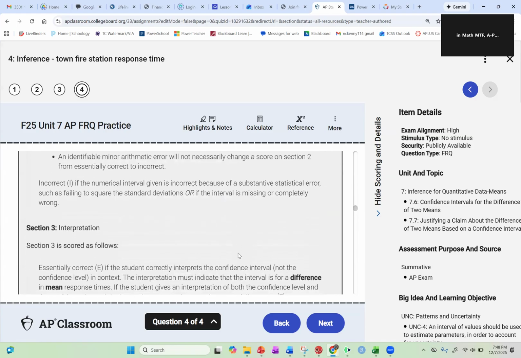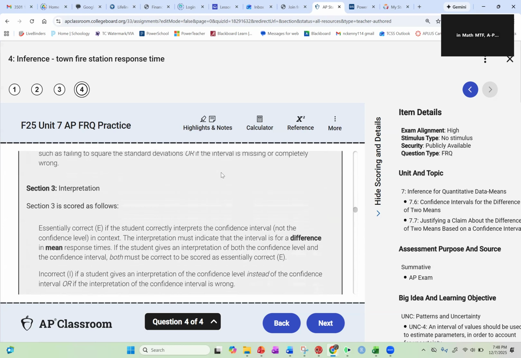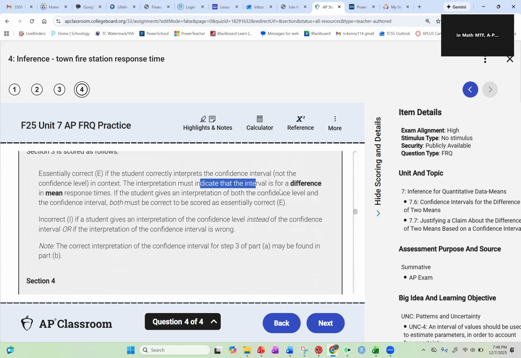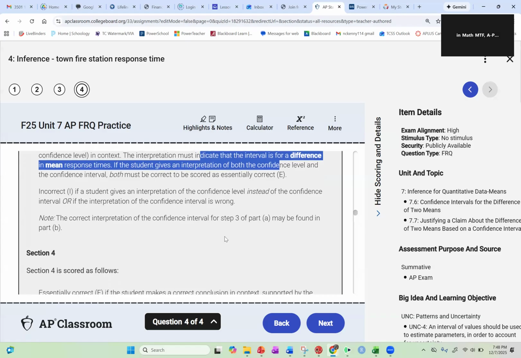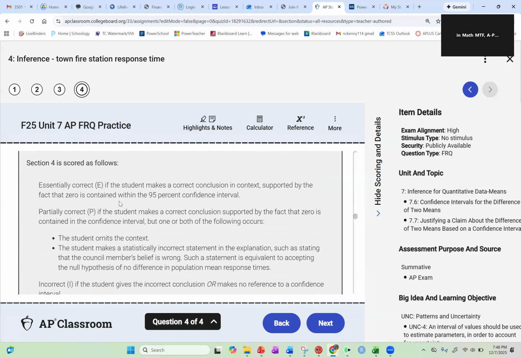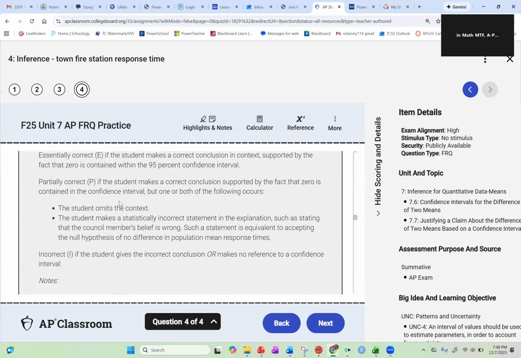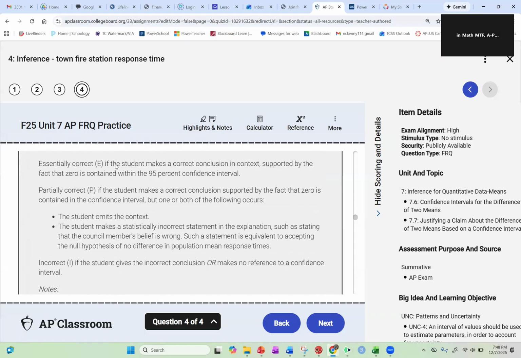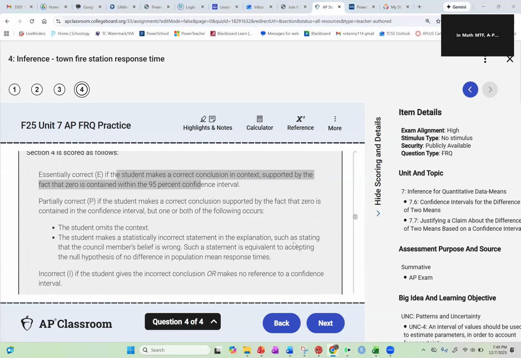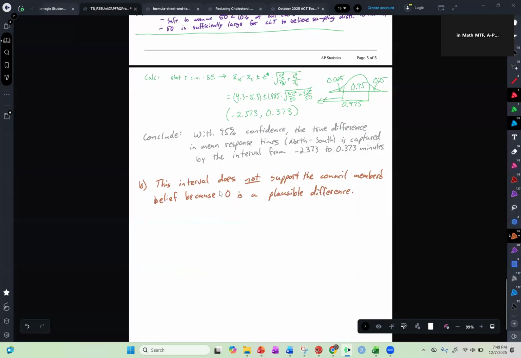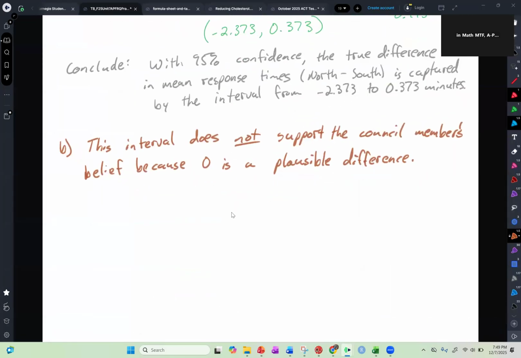Let's indicate the interval is for a difference in mean response times, not a mean difference. Yeah, looks good to me. Makes a correct conclusion supported by the fact that zero is contained, in context. Did I use context? See, I would not have given myself an E on that one. So, ladies and gents, learn from my mistake. Learn from the thing I've been telling you to do all year: make sure you put your context in there. I would say council members' belief is not enough context.